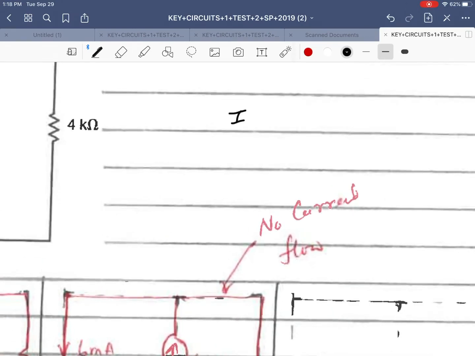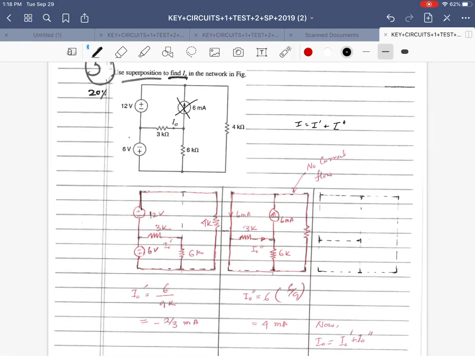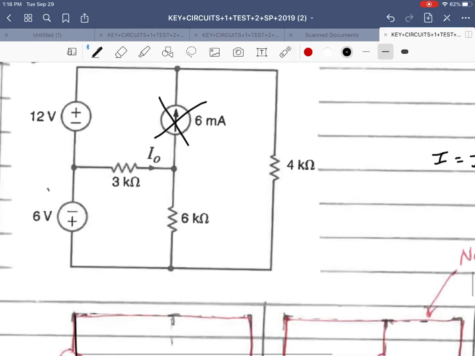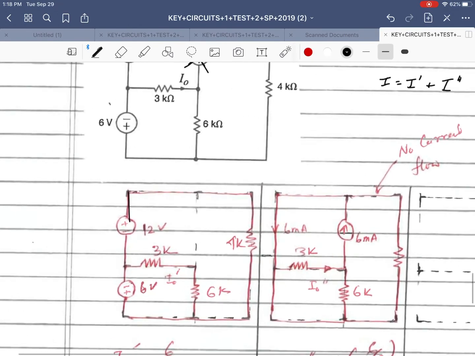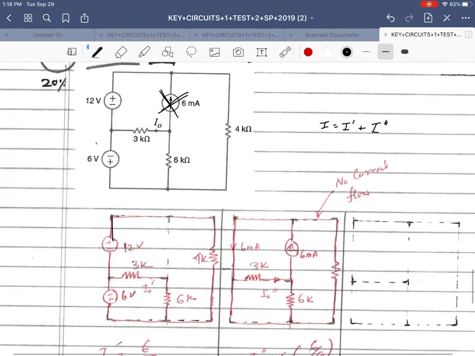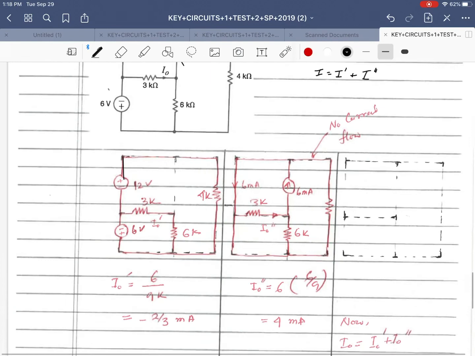Superposition. Equation for that is going to be the current is equal to I prime plus I double prime. And the whole concept to these is that you cut off current source, you find the current going through there, you add it back in. And so what the professor does here first, he cuts off this current source there, redrawing it. It looks a little messy, but it's the same thing. All he did was take out this 6 mA.